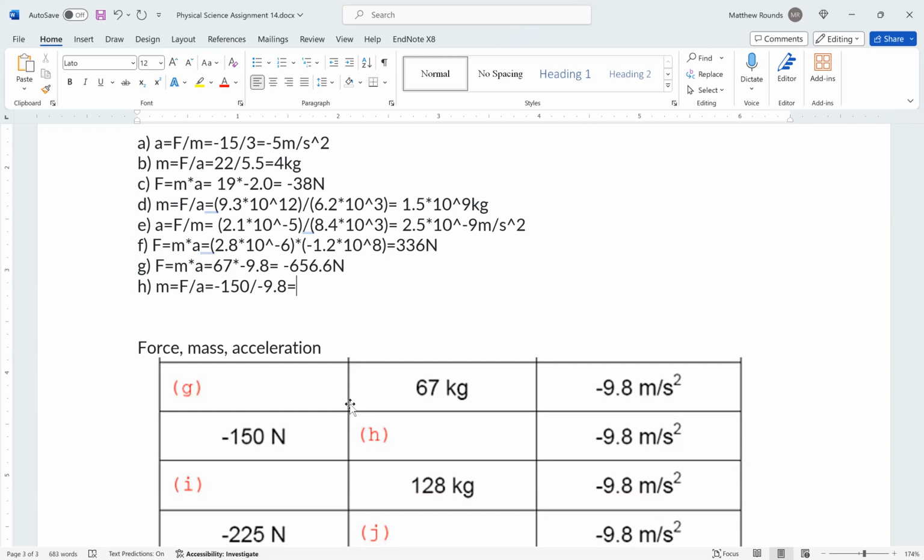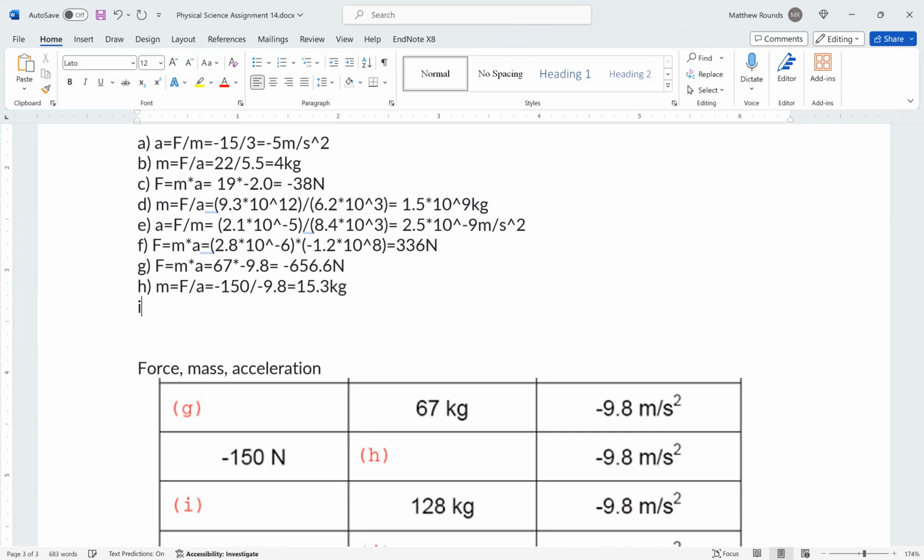Okay, here's what I wrote. Well, the answer, obviously. All right, good job. All right, so I is solving for force. Force is equal to mass times acceleration, 128 times negative 9.8. You could calculate that for us, please, and give me the right units for force. Yeah, sure.